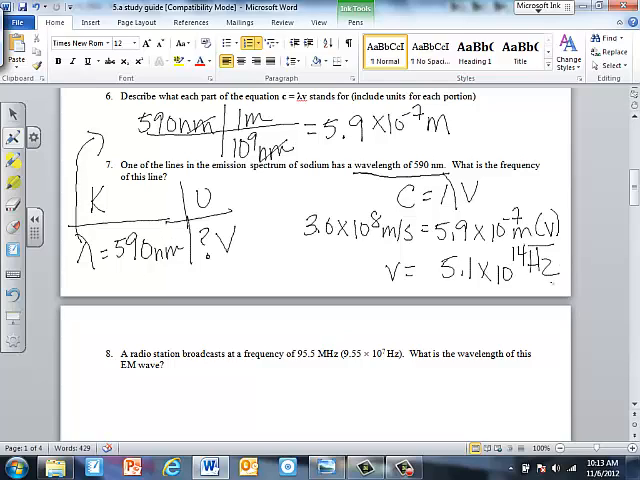And for your unit, you can either have hertz, you can have seconds to the negative first, or you can have 1 over s. You don't need to put all three, you just got to pick one, but it does not matter which one you need.